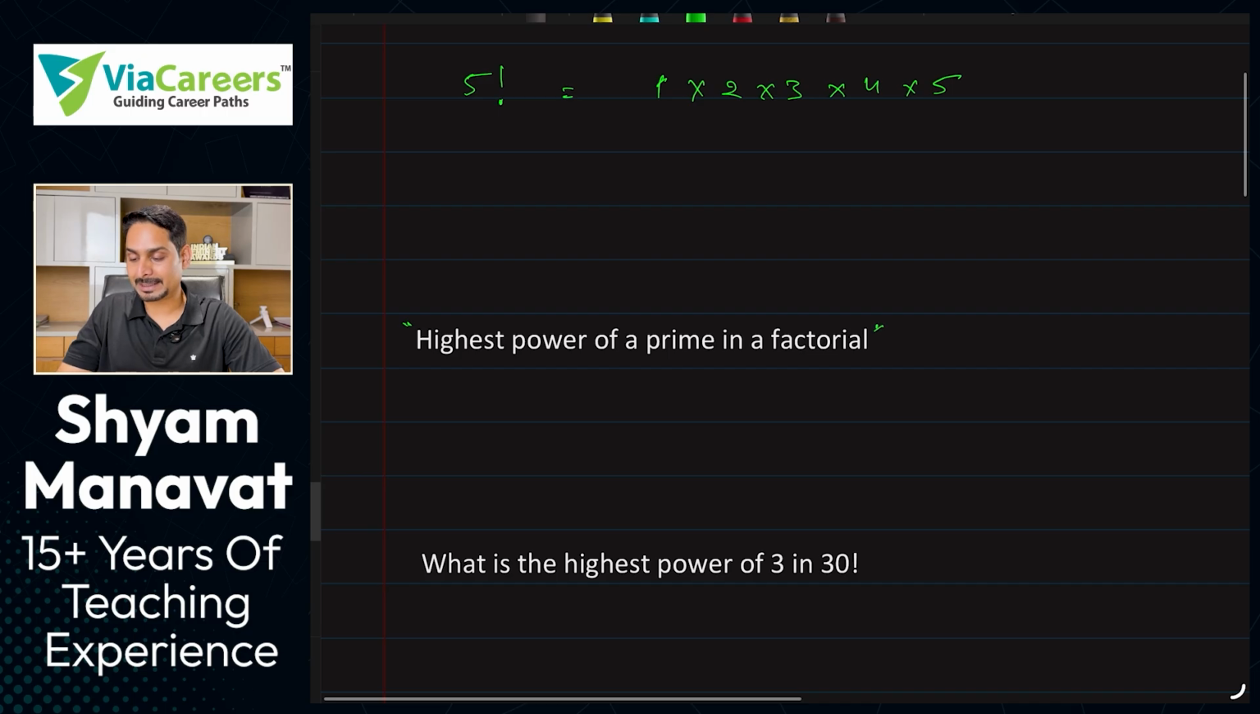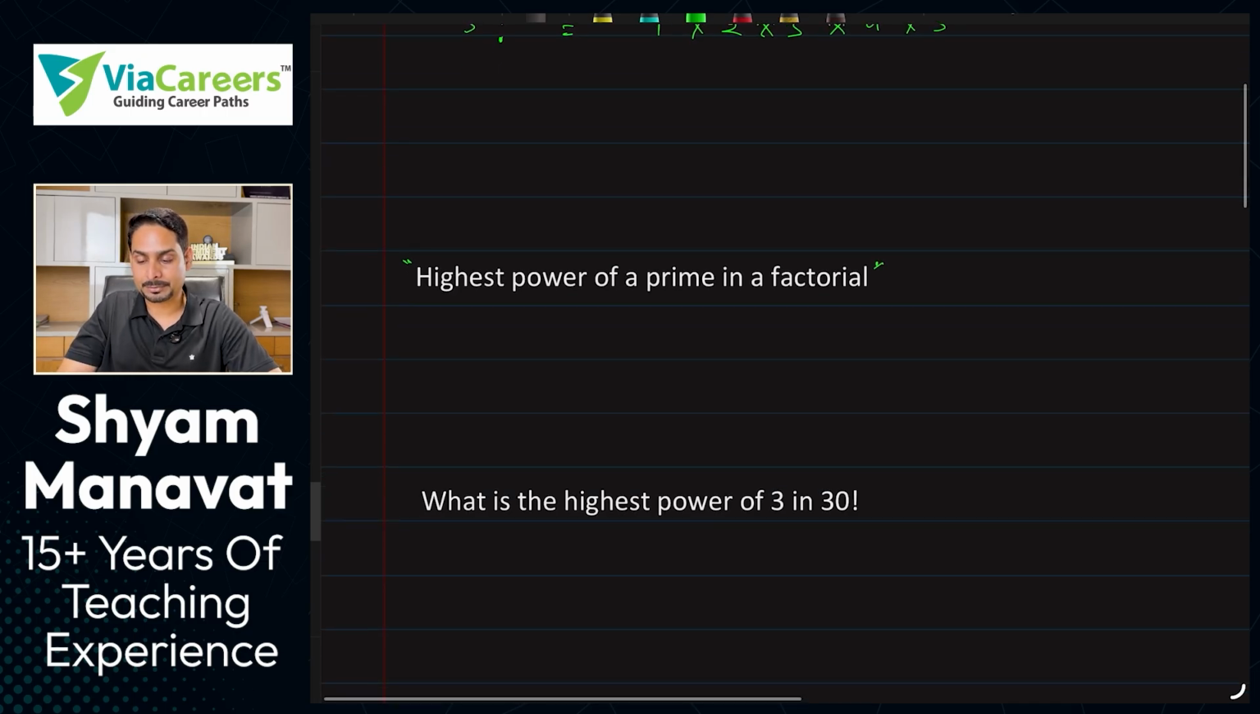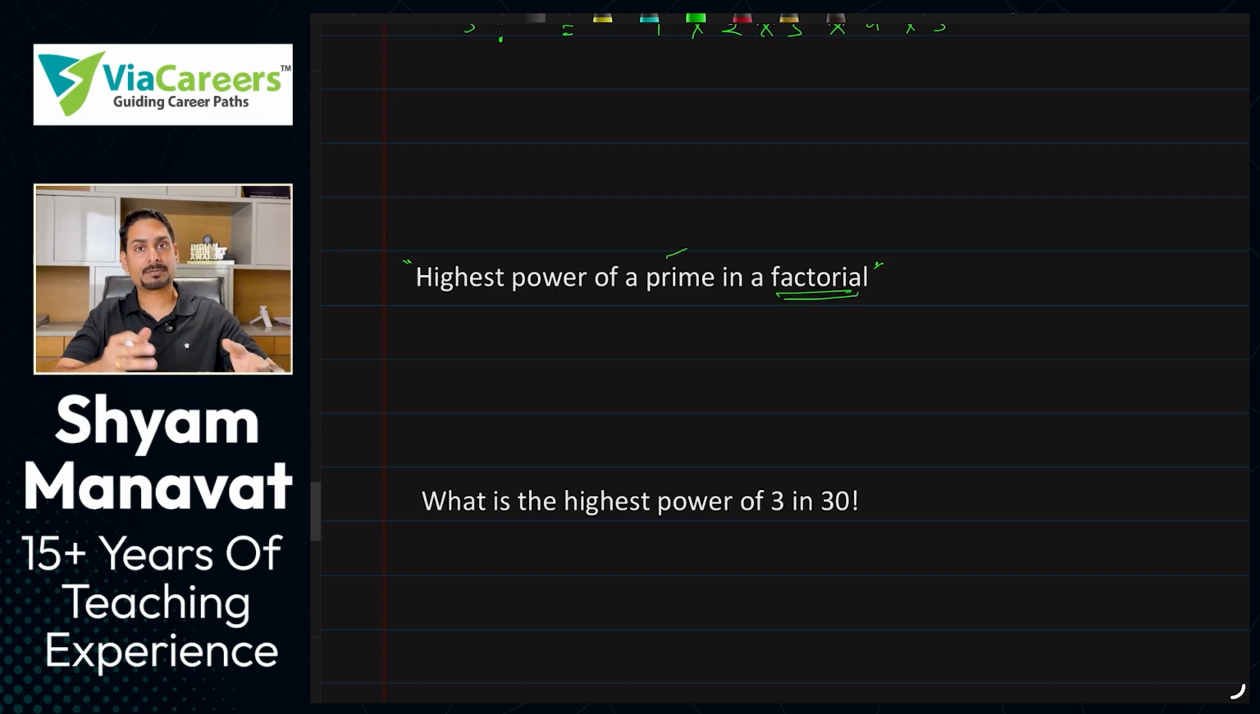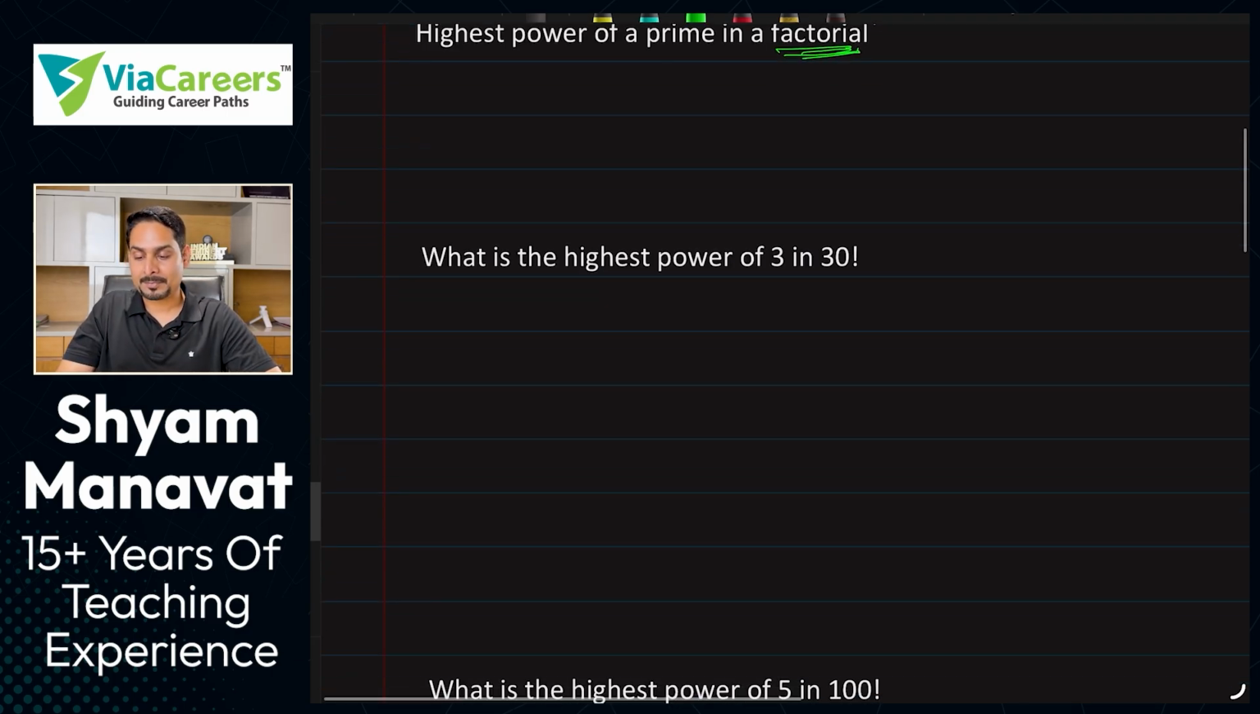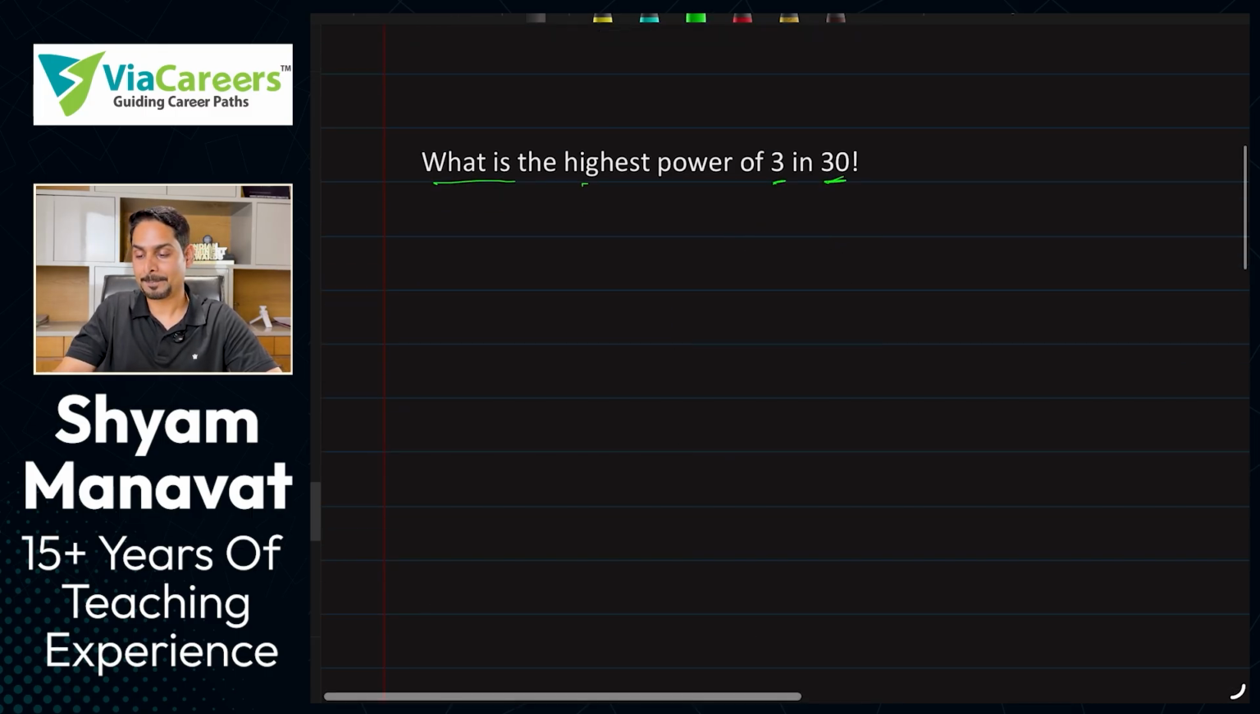The question which you can expect from this concept, usually you get to see the highest power of a number in a particular factorial. It could be a prime number or a composite number. We have different methods of handling those questions. But the kind of question you get is the highest power of a particular number in a given factorial. For example, what is the highest power of 3 in 30 factorial. This is the type of question you can expect in the exam.